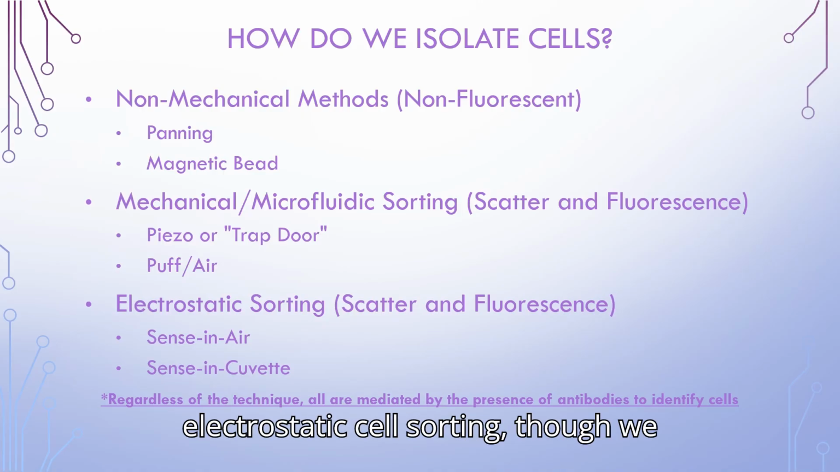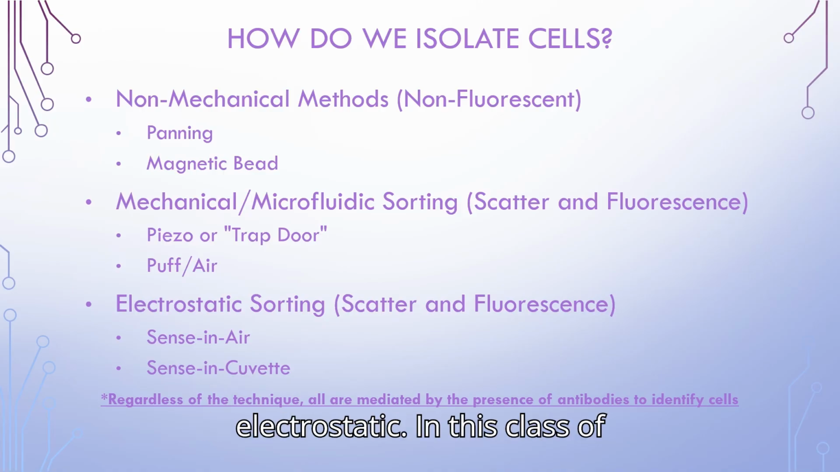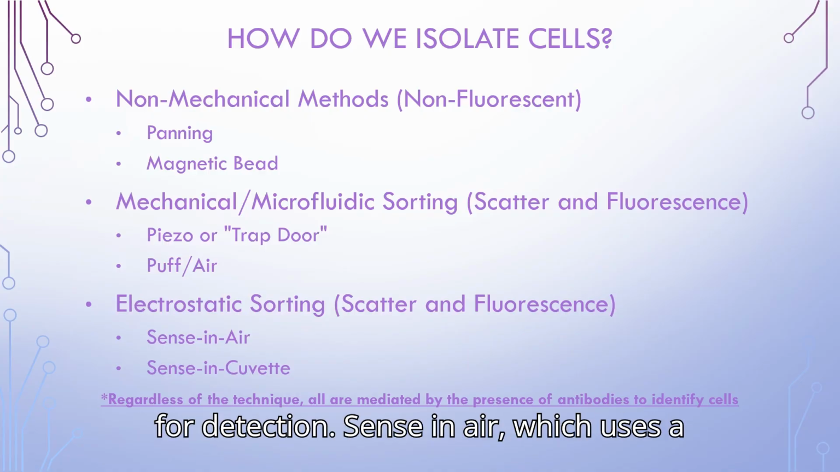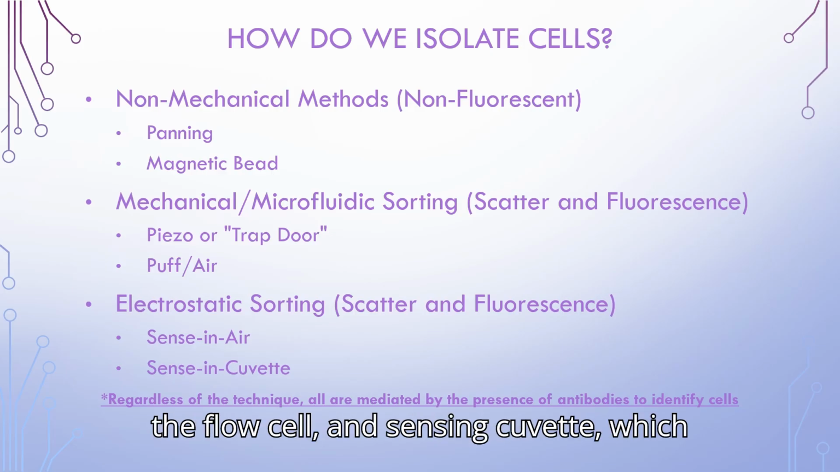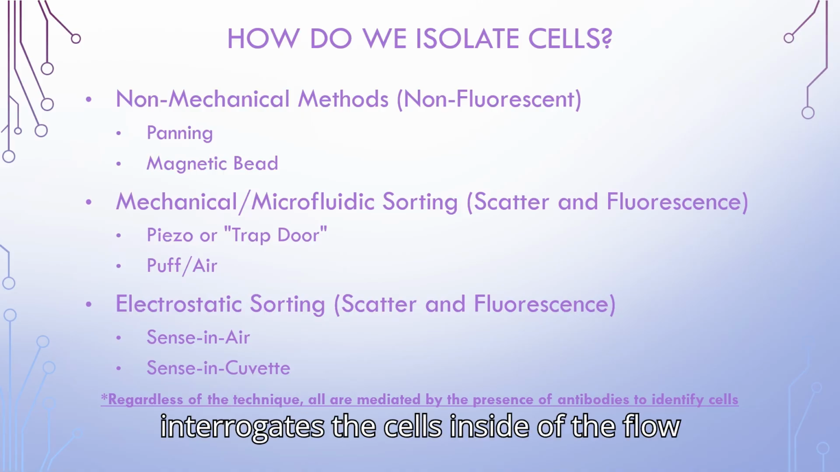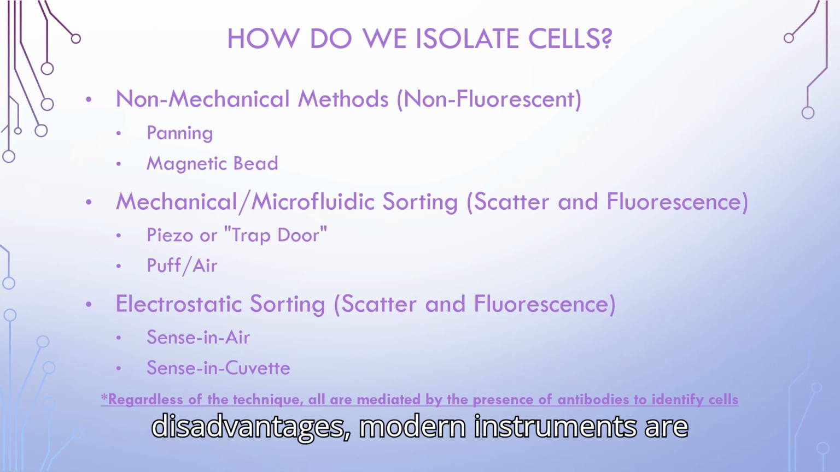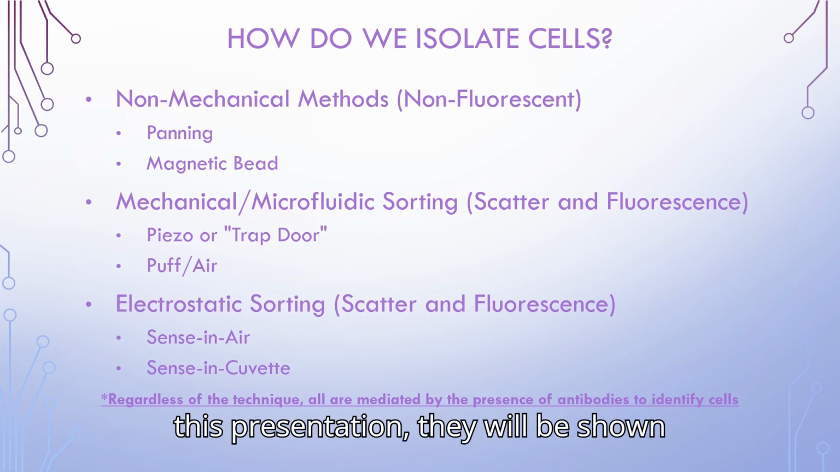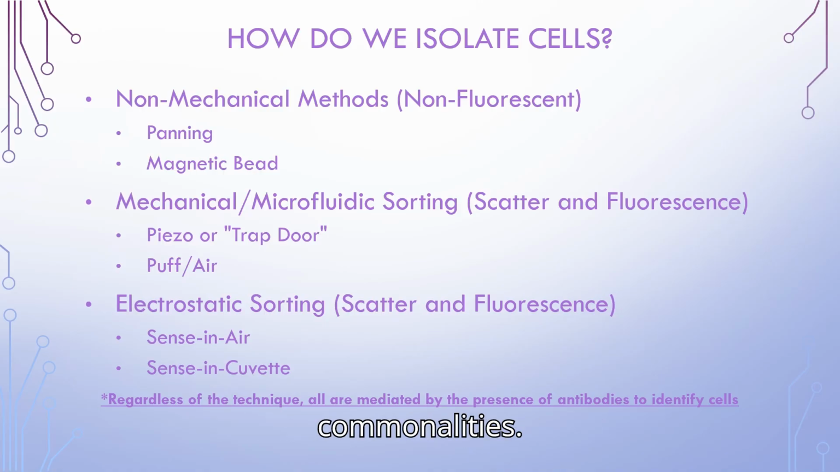Lastly, we arrive at electrostatic cell sorting, though we often, if erroneously, omit the term electrostatic. In this class of instrument, there are two main modalities for detection: sense in air, which uses a detection system after the stream exits the flow cell, and sense in cuvette, which interrogates the cells inside of the flow cell. While both have some advantages and disadvantages, modern instruments are remarkably similar aside from the interrogation, and so for the purposes of this presentation, they will be shown together, focusing on their commonalities.